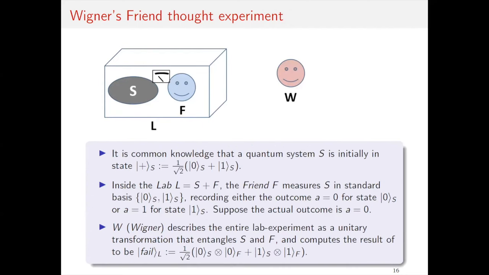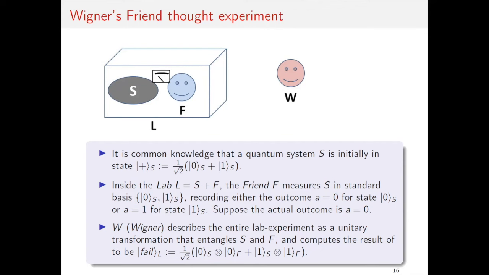Okay, let's put some notation there and I'll tell you which state these things are in. I'm assuming it's common knowledge to all of them that my quantum system S is in a superposition state, written in the 0-1 basis, the plus state, a superposition of 0 plus 1. That's the initial state that my system S is in. Now I'm assuming that inside the lab, F is going to measure S in the standard 0-1 basis. He records an outcome, and the outcome can be either 0 or 1: 0 for when he measures the state to be 0, and 1 for when he measures the state to be 1. Suppose the actual outcome is going to be 0.